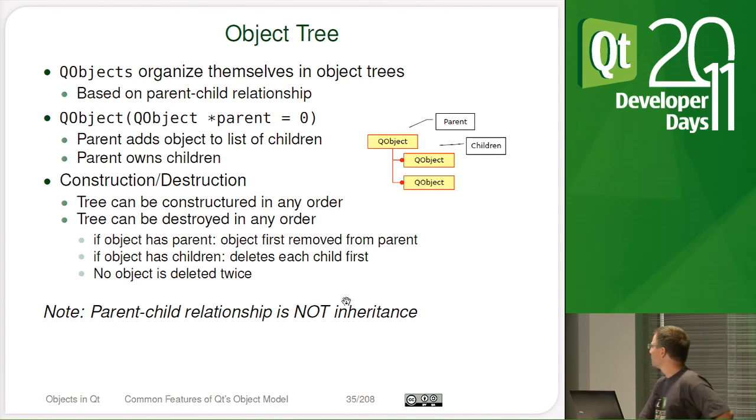Note at the bottom: parent-child relation is not inheritance. It's just an ownership. Qt also takes care that no object is deleted twice. So you don't have to think about that.